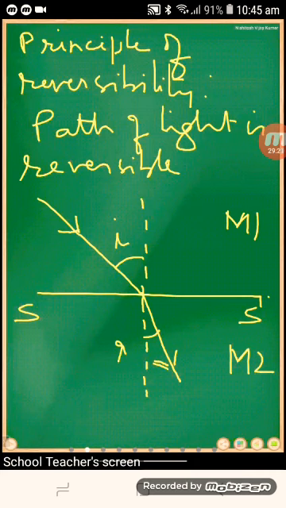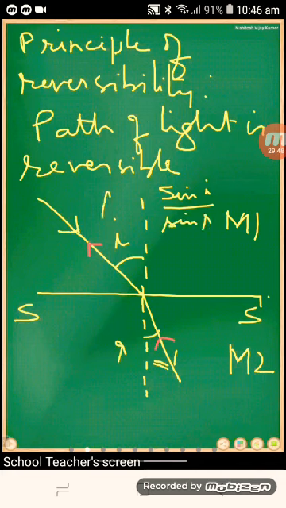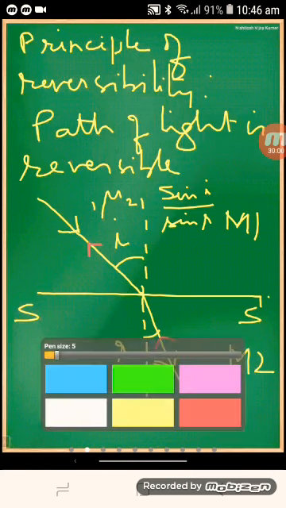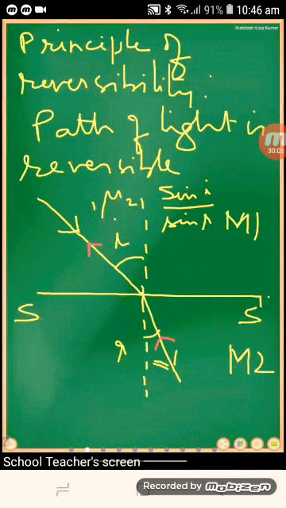Now, if I allow the light to travel along the same path from medium 2 to medium 1, it is going to follow the same path. What is the difference? For medium 1, it becomes sin I upon sin R, that is mu 1 2, the refractive index of the second medium with respect to the first, while the light is traveling from the first medium to the second medium.